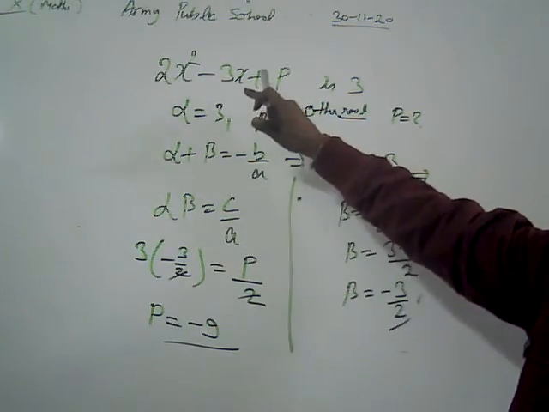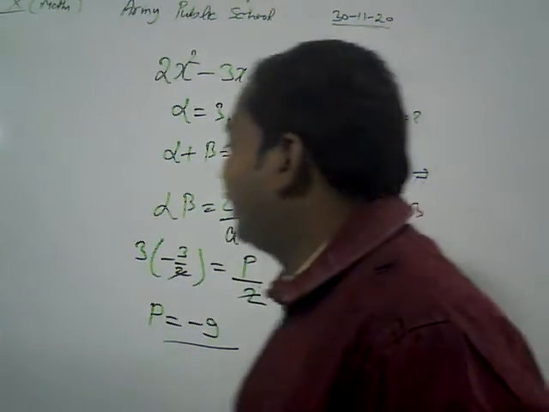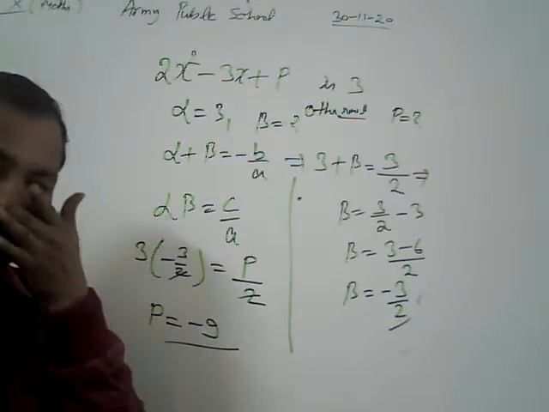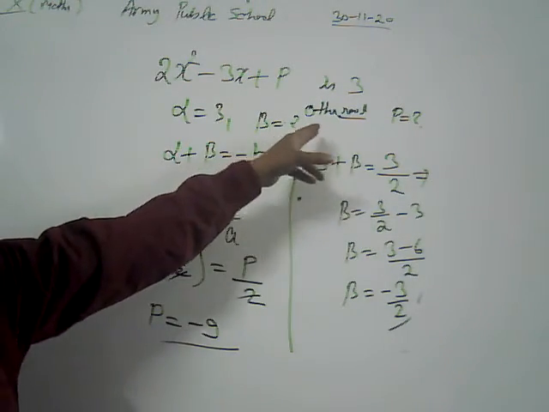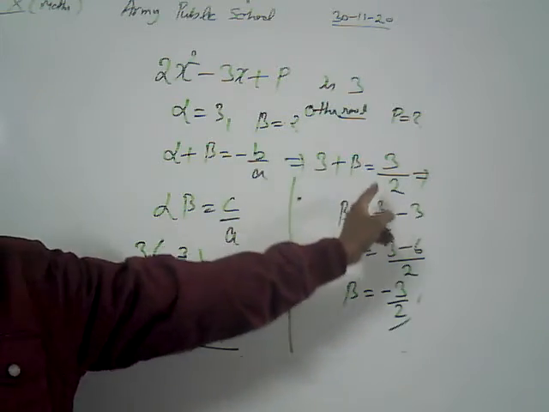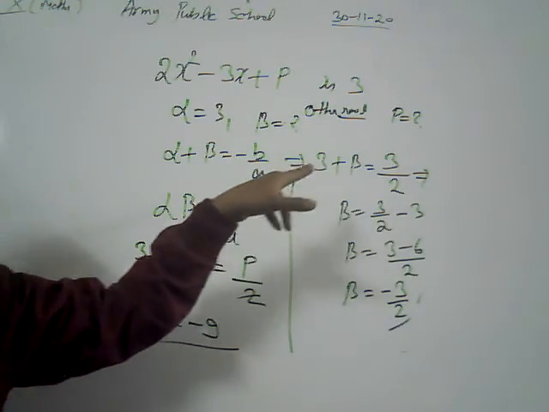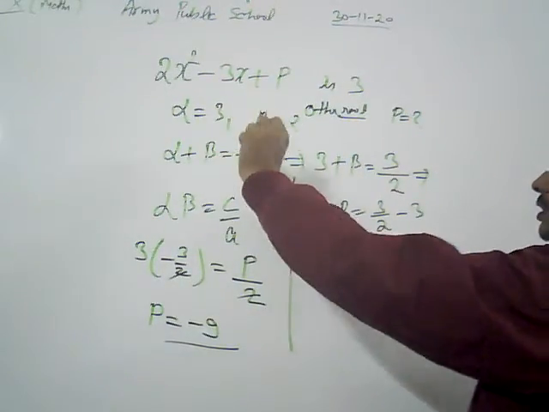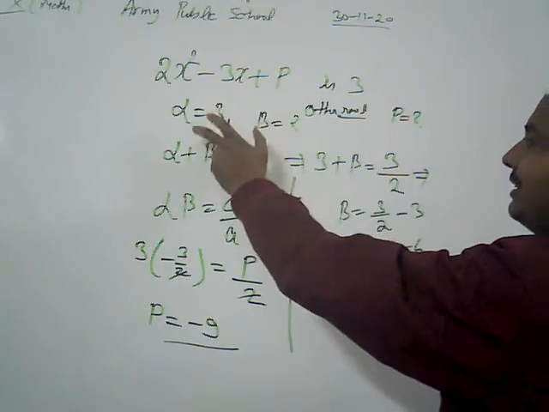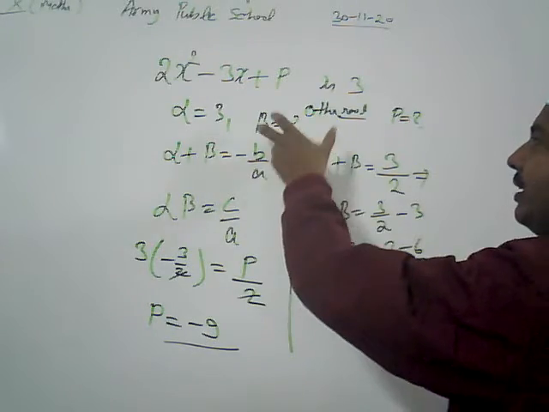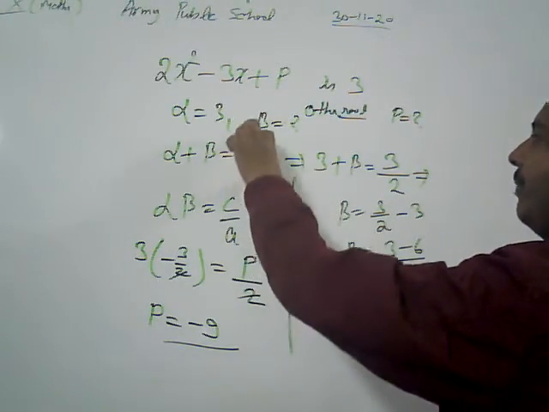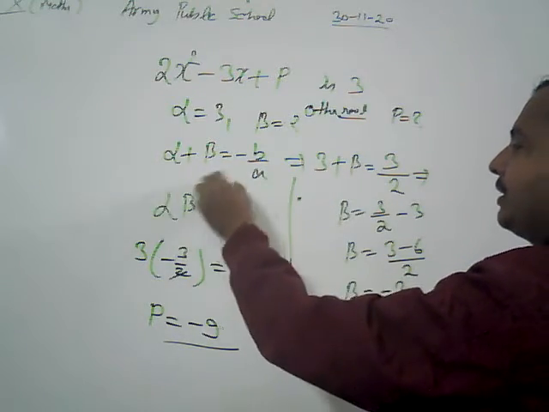What did we do, beta? Look, we were given the quadratic polynomial 2x² - 3x + p. One of the roots is given as 3, and we have to find the other root and also the value of p. We are going to use our basic concept. Suppose the value of alpha is 3 and the other root is beta. Then the sum of zeros alpha plus beta is given by minus b by a, and alpha into beta is c by a.